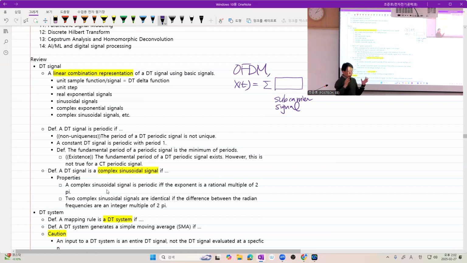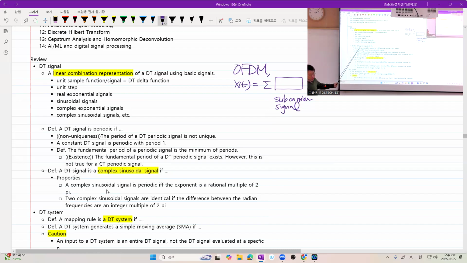So this idea of rewriting a single signal as a summation of multiple signals is very, very important. Okay, so please remember this. Anyway, I will repeat it today by talking about convolution sum. As basic signals in discrete time signal processing, we have the unit sample function or unit sample signal, sometimes called the discrete time delta function, unit step, real exponential, real sinusoidal, complex exponential, complex sinusoidal signals, etc.